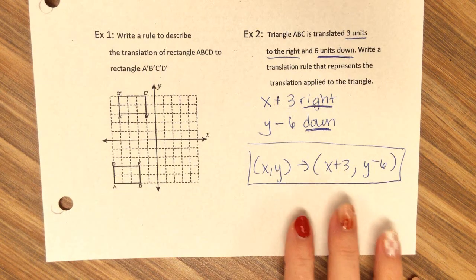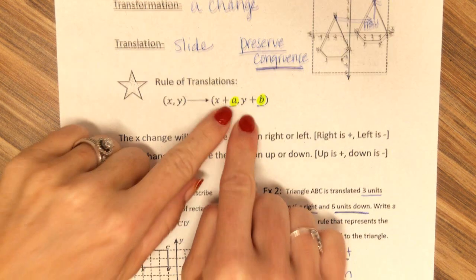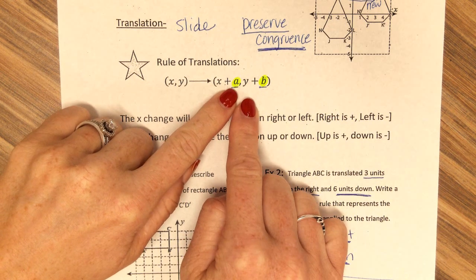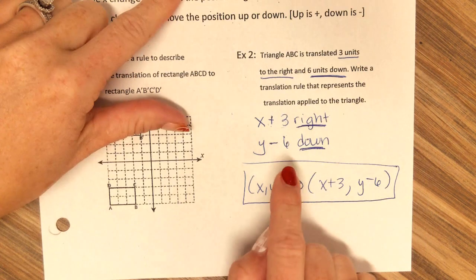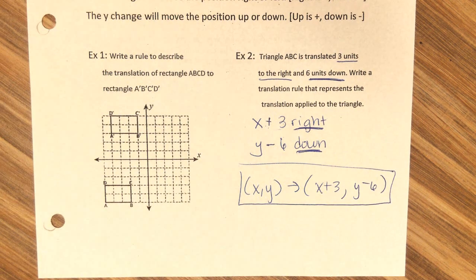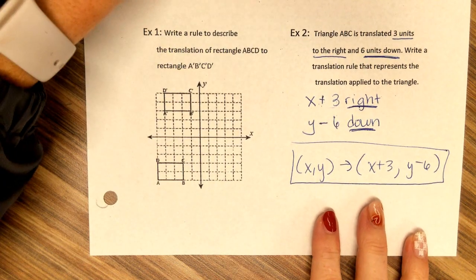Okay, I'm going to say it again. Your rule today will look like this every single time. Your job will be to fill in the number for the A and the B. Whatever direction you move, right or left, that number is going to go with the X. Whatever number goes up or down is going to go with the Y. It's that simple. Now, on this one, let's go back to example 1.